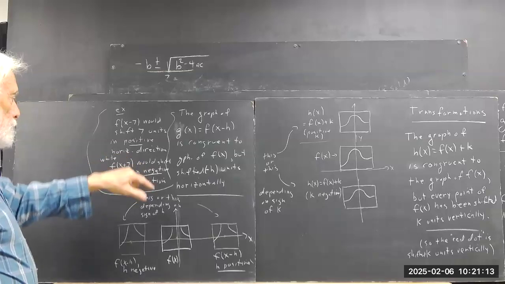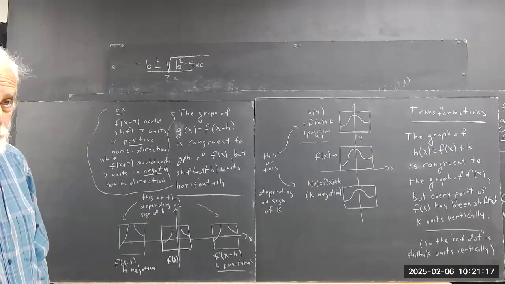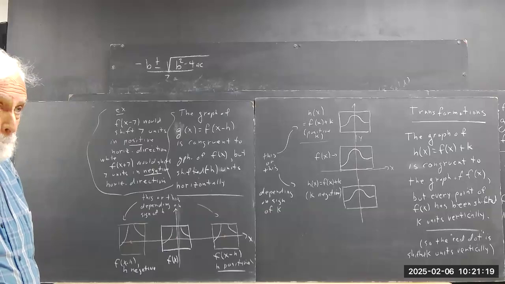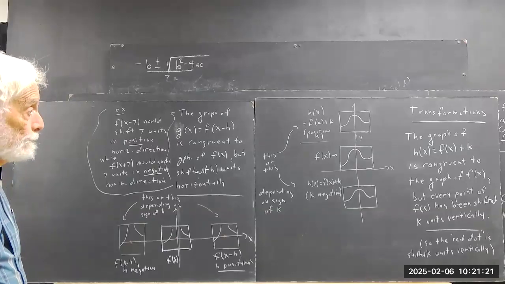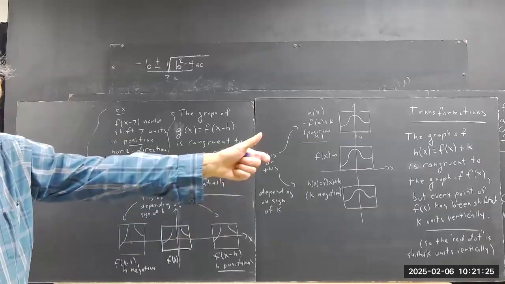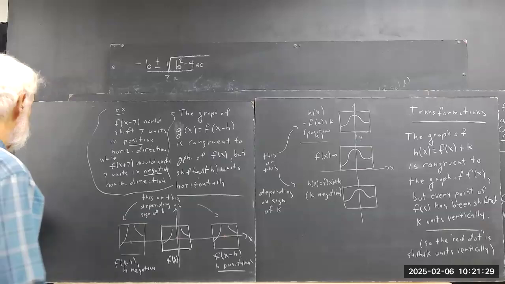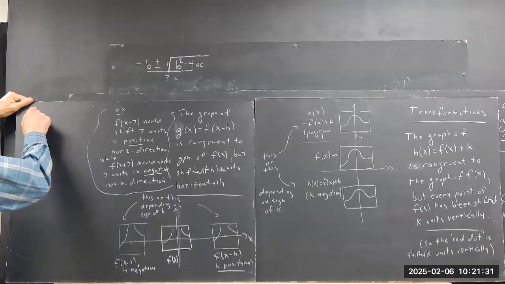Whereas f of x plus 7 would shift 7 units in the negative horizontal direction. Okay. That's the function that we got, the composite function. Another example.